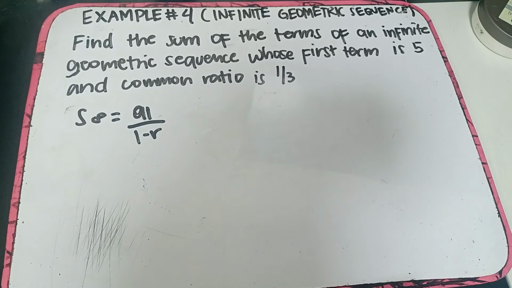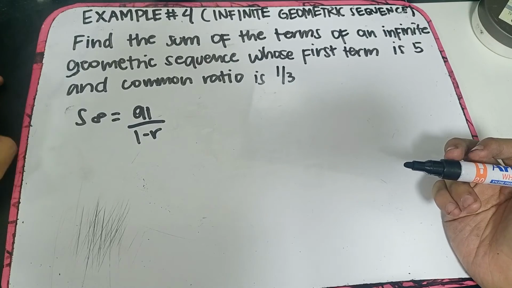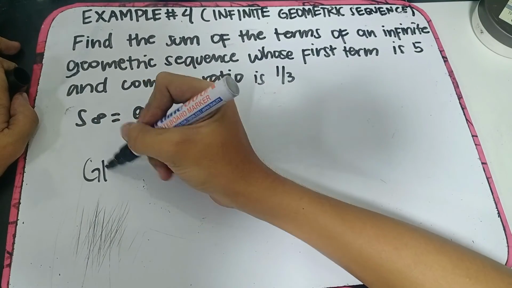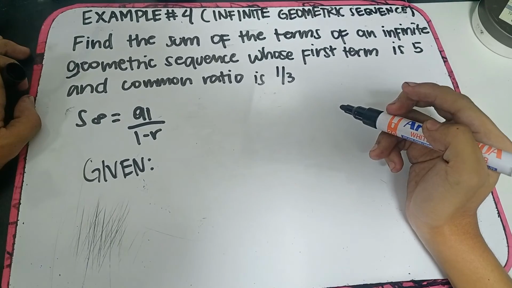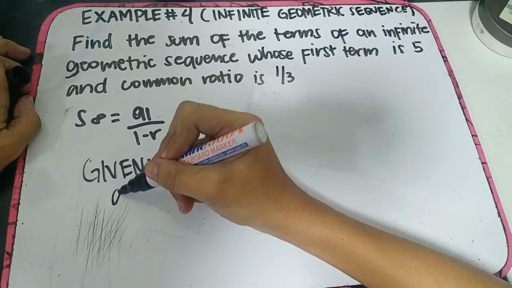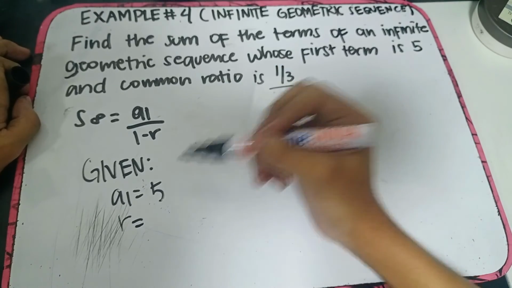And let's proceed to our last example. Still, we're going to find the sum of an infinite geometric sequence. Find the sum of the terms of an infinite geometric sequence whose first term is 5 and common ratio is 1/3. Still, we're going to use the same formula that we used in example number 3. But first, let's find out what is the given. Based on this statement, our first term, or our a sub 1, is 5. And our common ratio is 1/3.